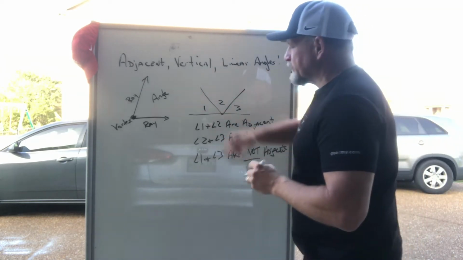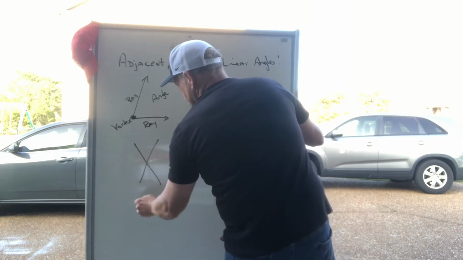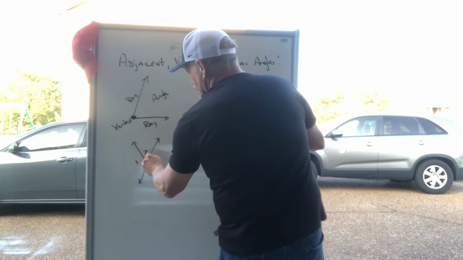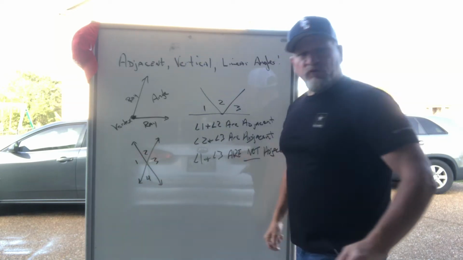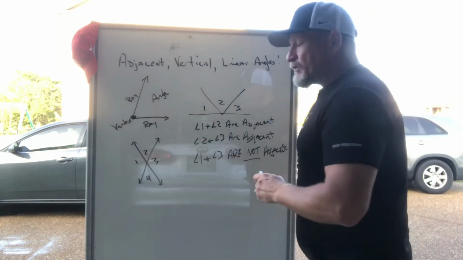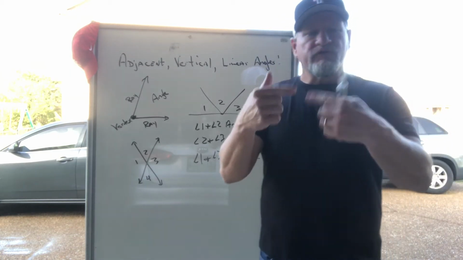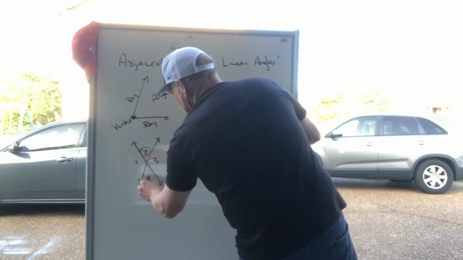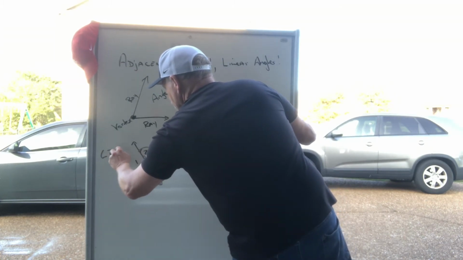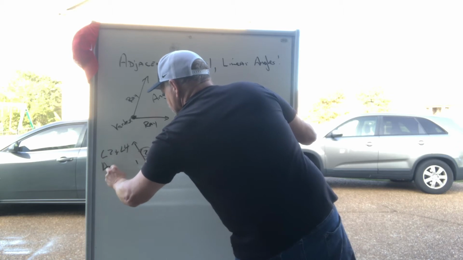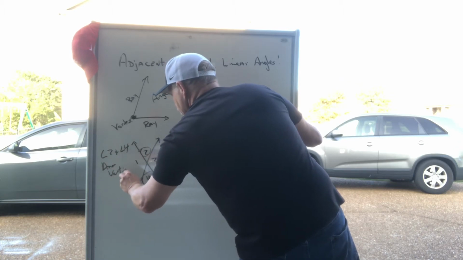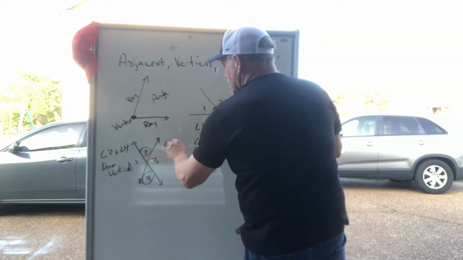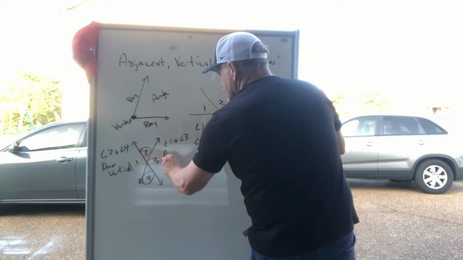All right, let's look at vertical angles. Here's a little concept going on right here. I got two lines that intersect. They form 4 angles, angles 1, 2, 3, and 4 right there. Vertical angles are angles that are across from one another. So for instance, angle 2 and angle 4 are vertical. Also, angle 1 and angle 3 are vertical.